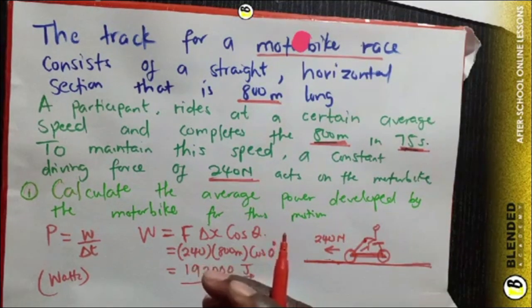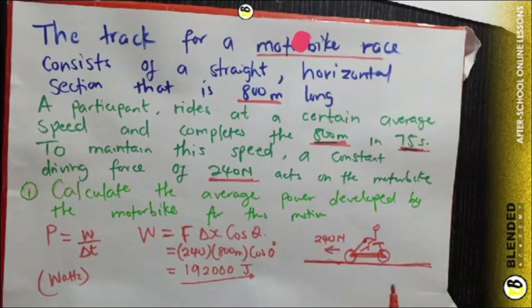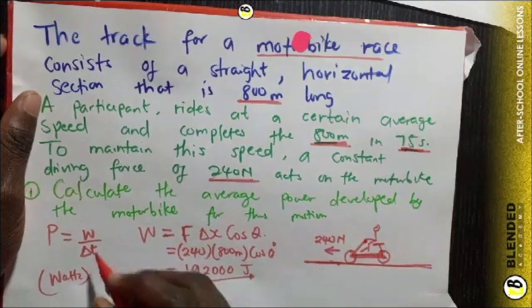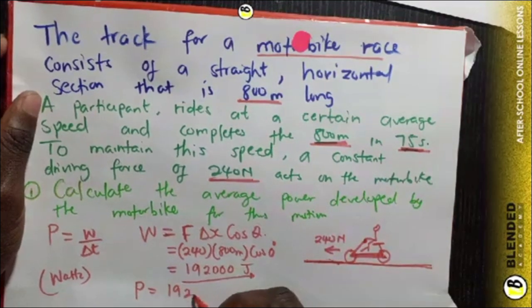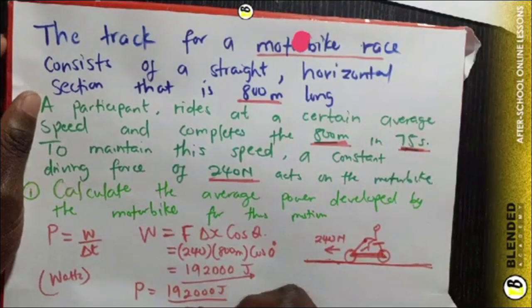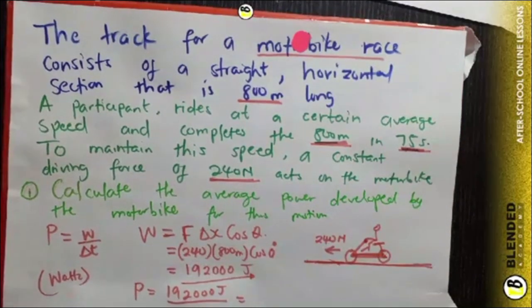Okay, that's your power. Now what we're going to do is take this work and use it to find the power: joules divided by the 75 seconds. Let's use a calculator quickly to find the average power for this bike to move from a certain point and travel a distance of 800 meters.